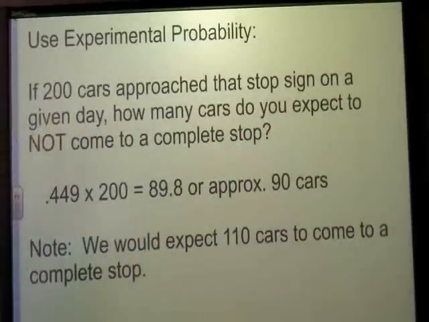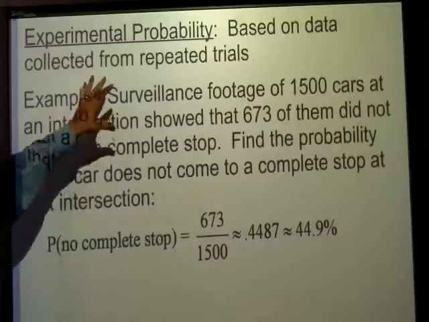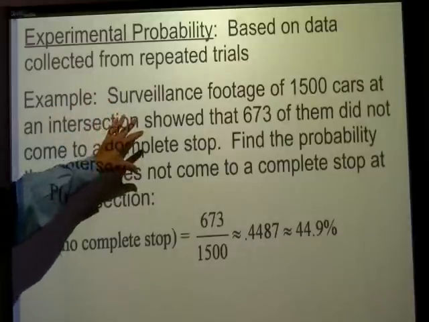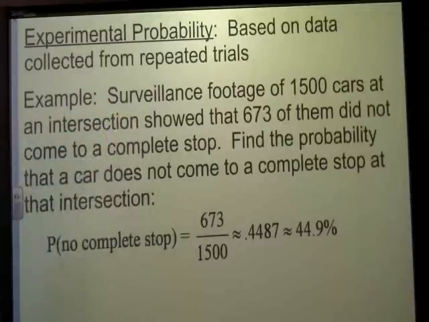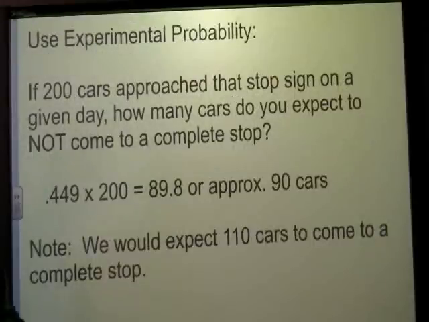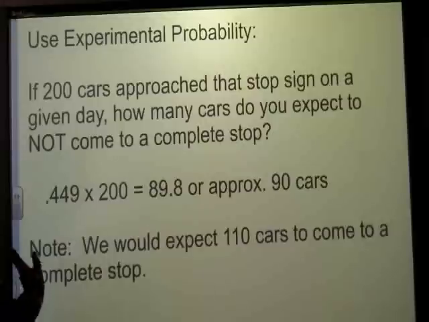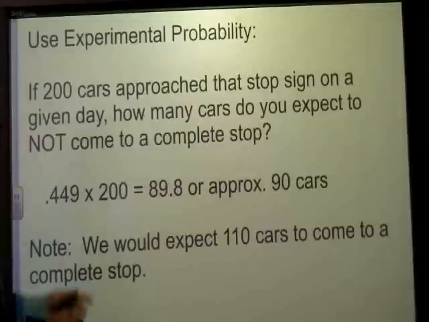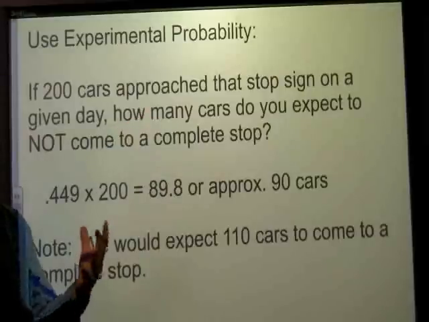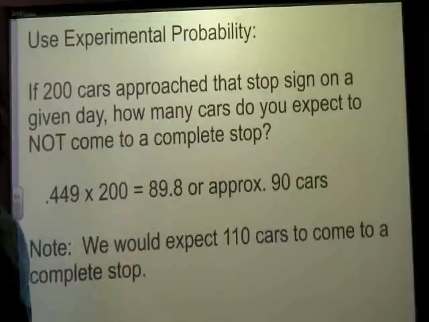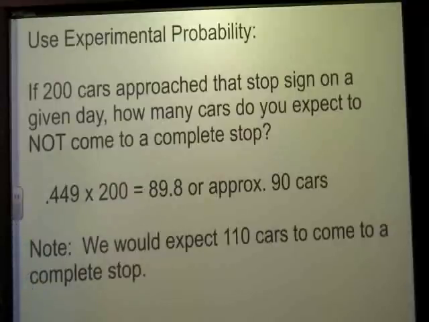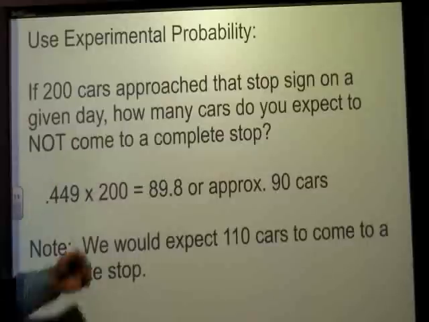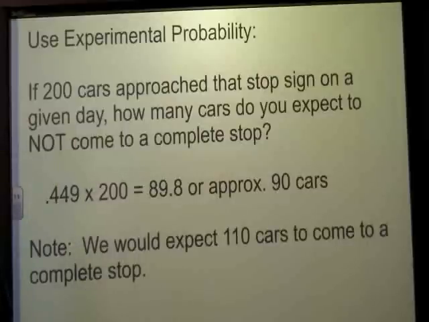Notice this was based on data from repeated trials that we saw happen. And we're going to use that to make a prediction. That's what probability does. The word probability has inside it the word probably. How many cars do we expect? How many do you think will probably not come to a complete stop? That's what probability is all about. What is probable? What might happen? We don't know what will happen. We're making a good educated guess on what might happen.